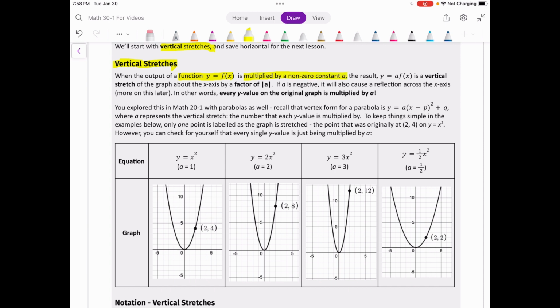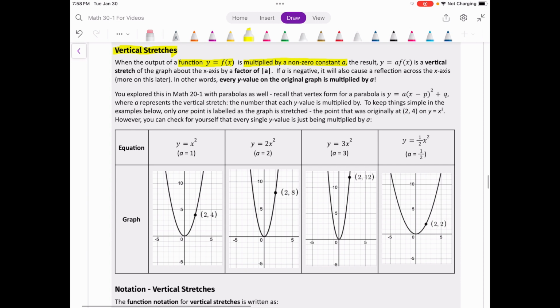A is what we give that name. So these are called parameters. They're just placeholder symbols that we use to represent different things we could do to a graph. So we saw H for horizontal translations, K for vertical translations. Here now is A for vertical stretches. A is actually the same as what you used in Math 20 for the vertical stretch.